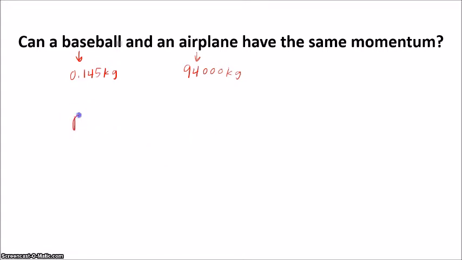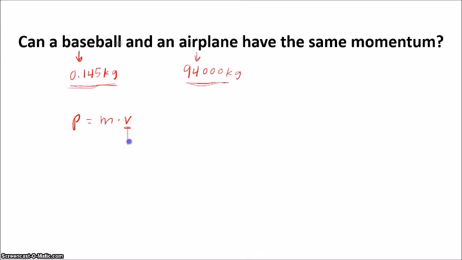Well, what is momentum? Momentum is the mass times the velocity, right? And we know the masses. Is there any velocity at which we could make these two have the same momentum? Well, we could make the baseball go really, really super fast somehow, right? Like we could shoot it out of a baseball shooting cannon gun thing and make the airplane go really, really slow and try to make the baseball and the airplane have the same momentum.